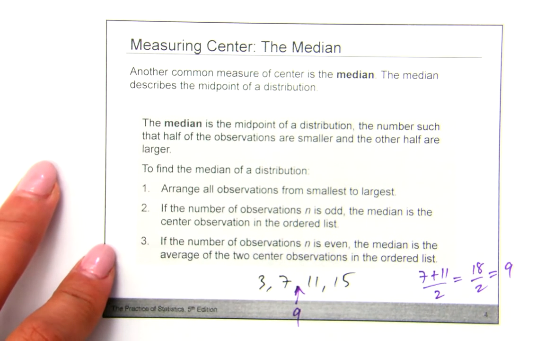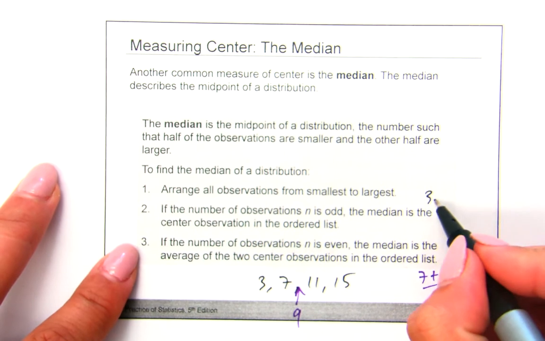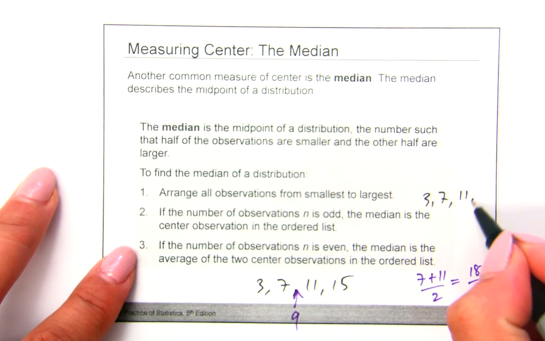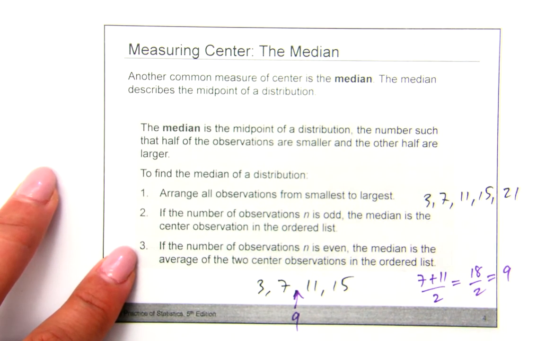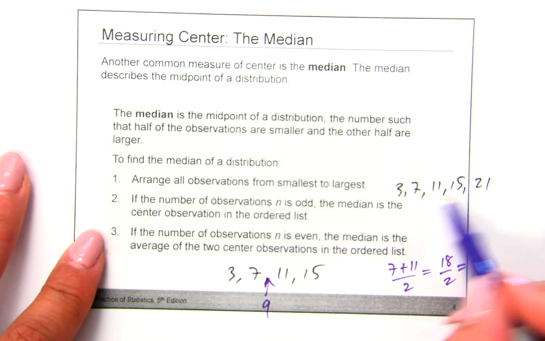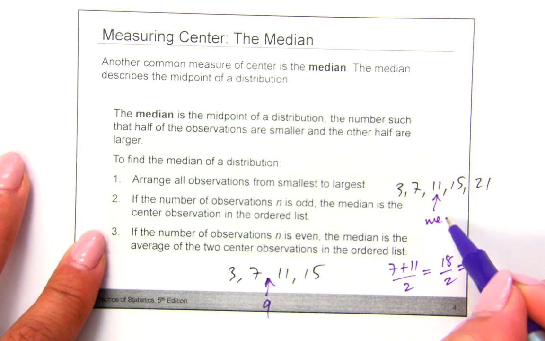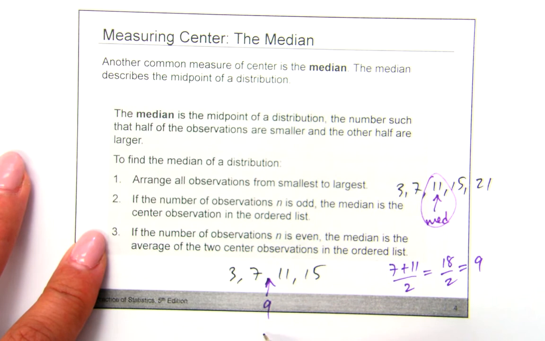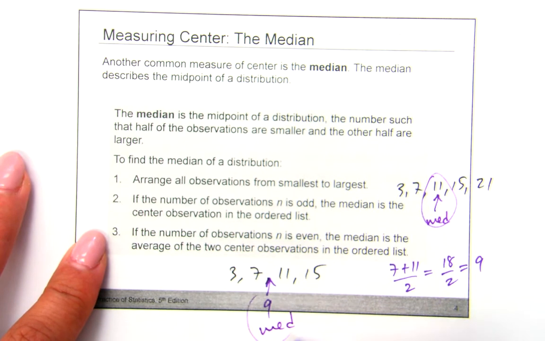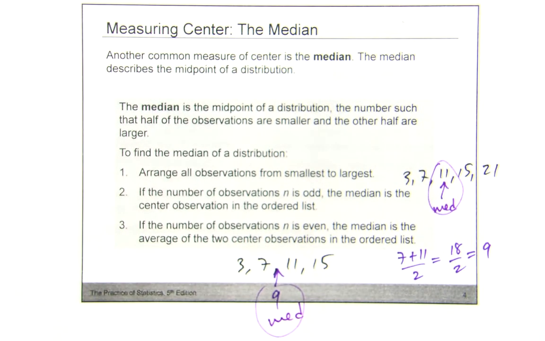But if your data was odd numbered, like 3, 7, 11, 15, 21, then halfway in the middle is going to be 11. So this is going to be my median right there.